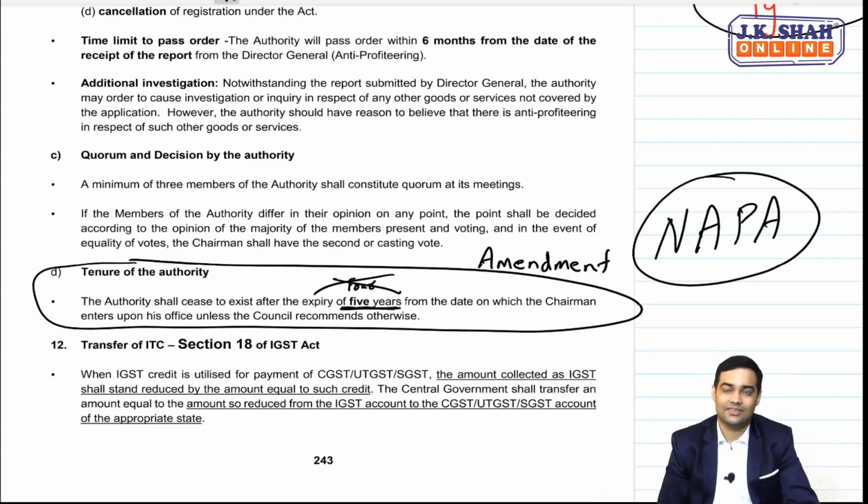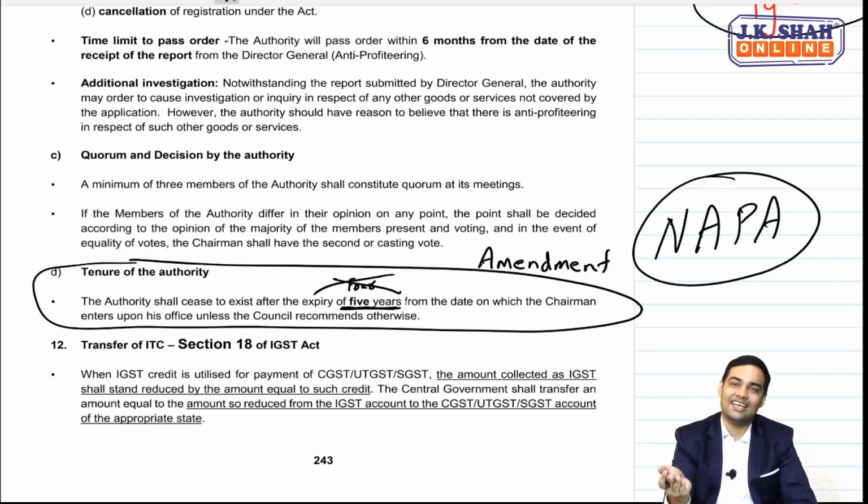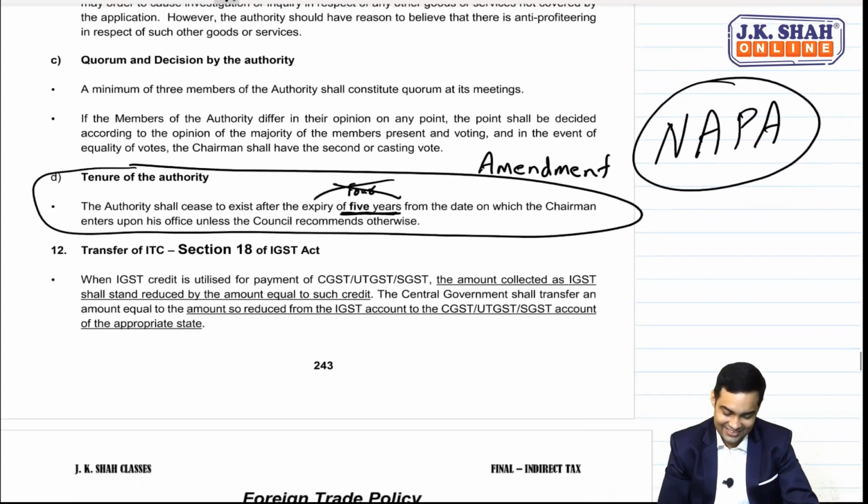That means, is NAPA still in existence? Yes. Sir, the moment NAPA goes out of existence, this provision will not apply, sir. Correct. So, either I would have made you delete this provision or change the year. In future, maybe this entire provision will get deleted. At present, NAPA is still in existence because its tenure has been increased from 4 to 5. Fine, sir.